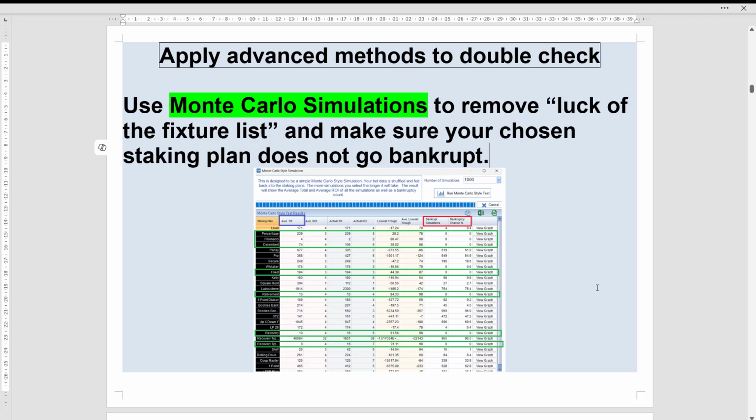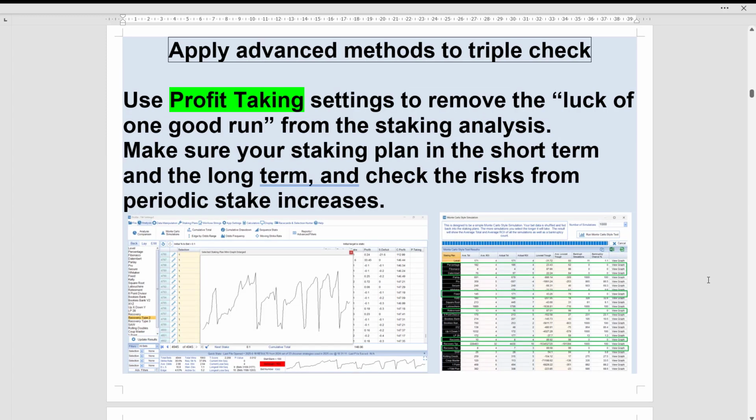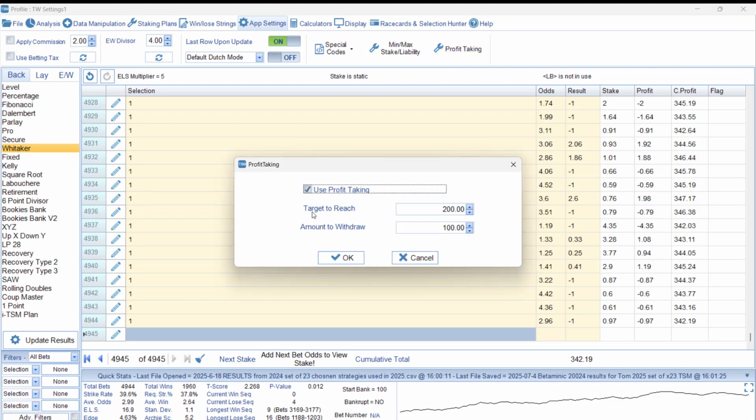And we can improve on this as well. We can apply even more advanced methods to triple check this. I do this by adding profit-taking settings. What profit-taking settings do is I tell it that every time the starting bank of 100 reaches 200, so every time it doubles its bank, every time it's made 100 units profit, I want it to take out 100 units. So I want it to reset the bank. Each time it doubles the bank, I want it to reset the bank.